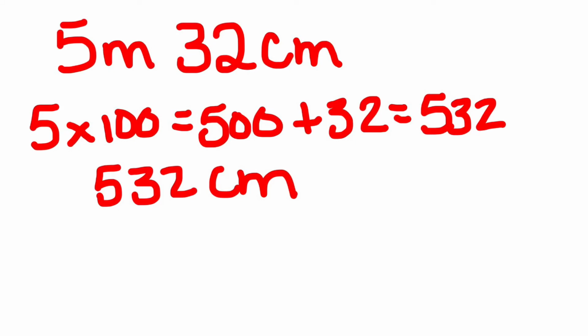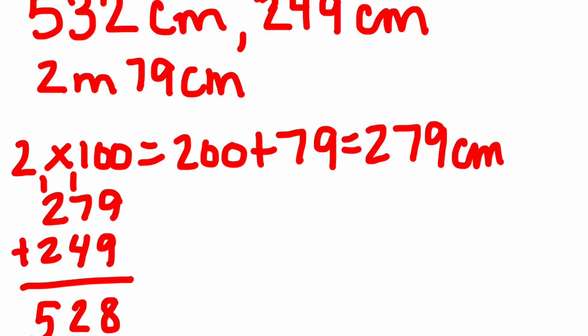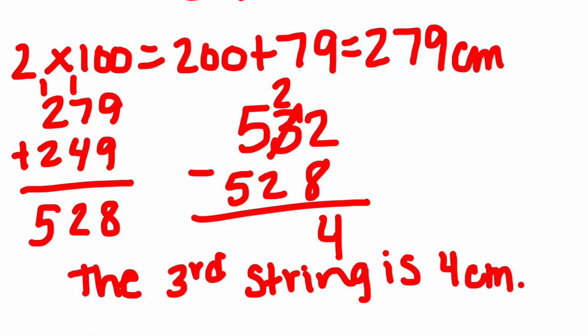So the problem tells me that Rachel has a piece of rope that is 5 meters 32 centimeters long. So I'm going to start by converting that into total centimeters. So I would take 5 times 100 is 500 plus 32 is 532 total centimeters. I know that she has cut that 532 centimeter piece of rope into 3 pieces. One piece is 249 centimeters. Another piece is 2 meters 79 centimeters, which is a total of 279 centimeters.